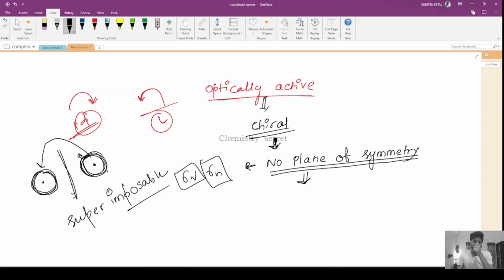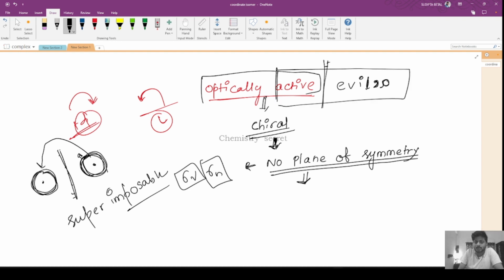So if you take an easy example, if you place this word "optically active" in front of a mirror, then you can see some mirror image like this. We can consider only the word "active". If you consider the word "active", then you can see some mirror image like that.